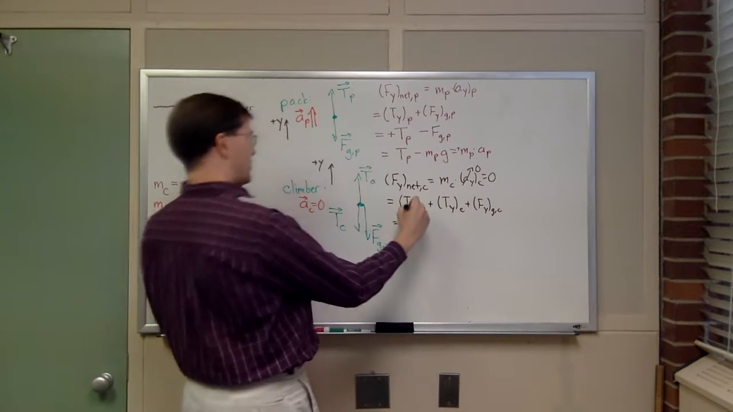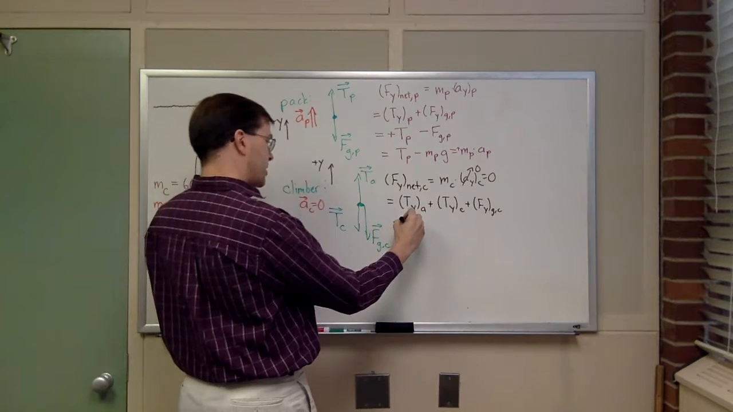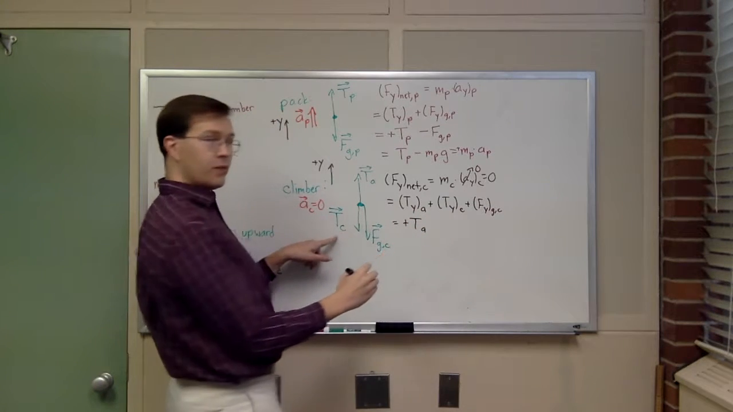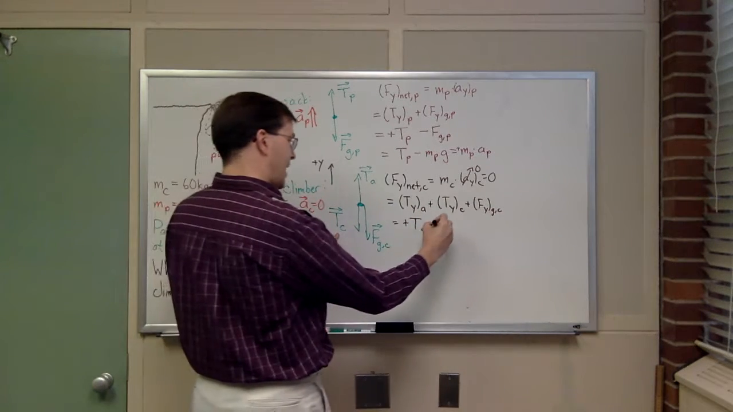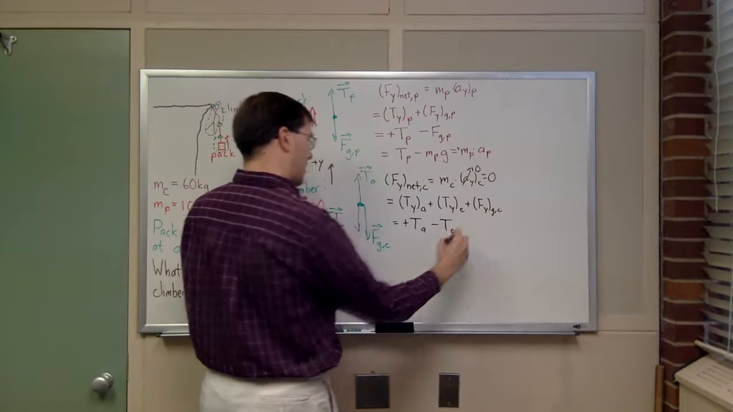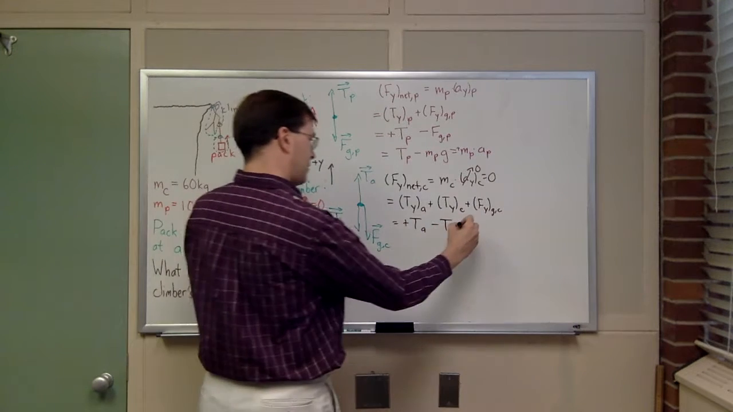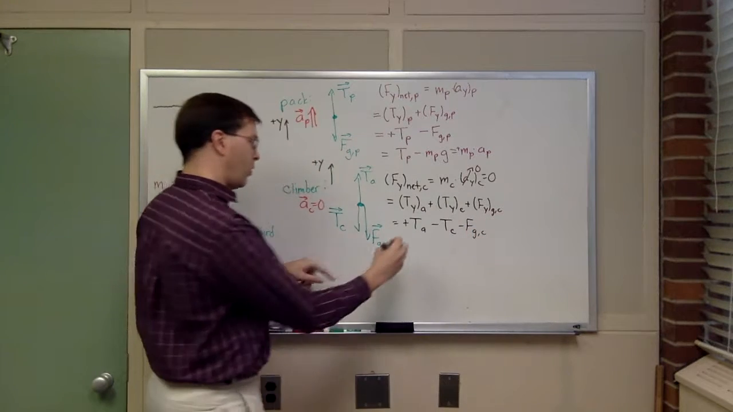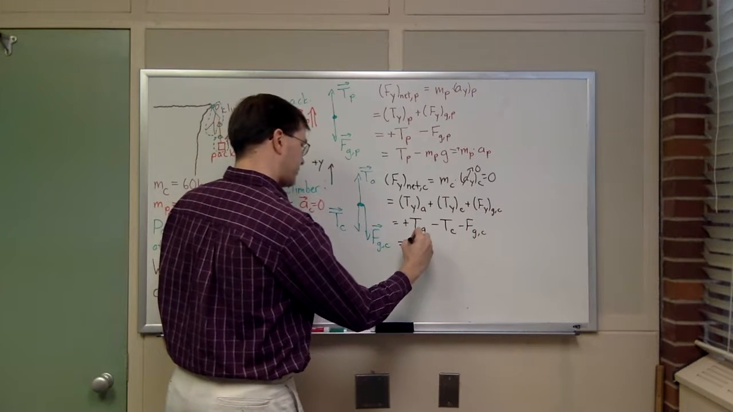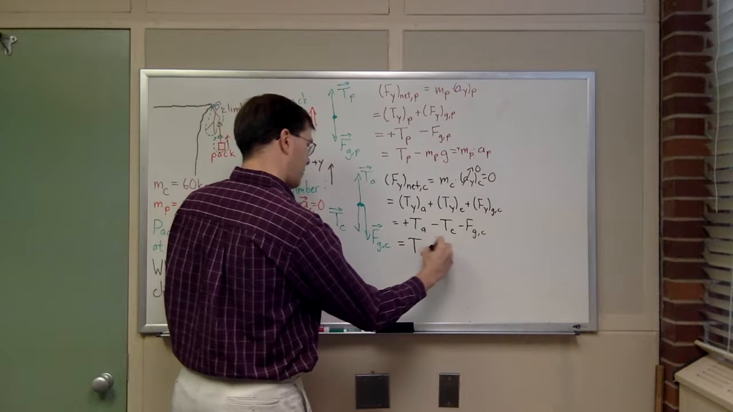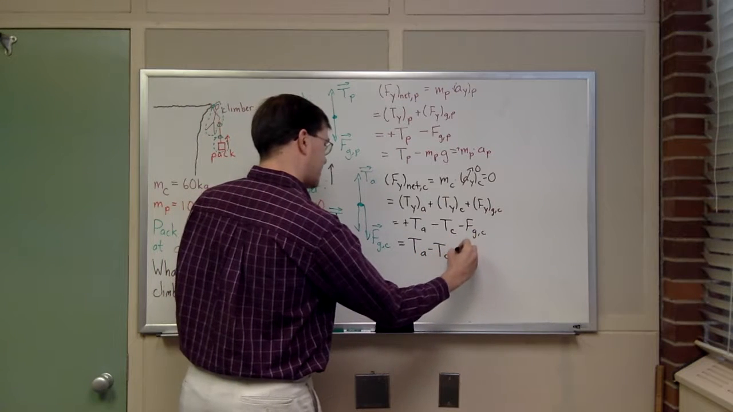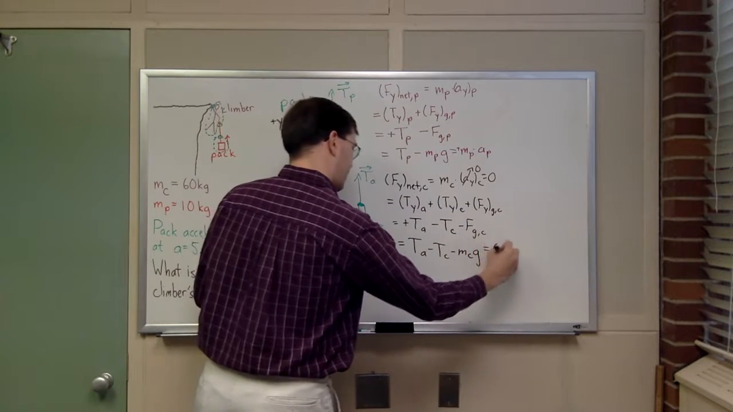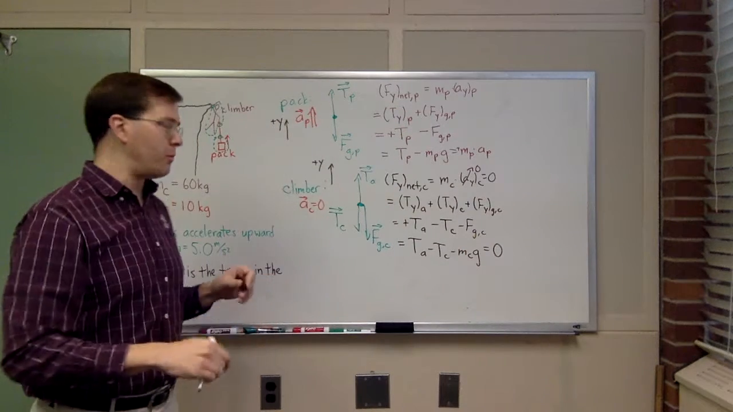Now in the next step: tension in the arm is up, so that's plus the magnitude of the arm tension. Tension on the climber from below is down, so that's minus the magnitude of that tension, and minus the force of gravity magnitude on the climber. To spell that out: tension of the arm minus tension here minus m climber g equals 0. Copying down that equals 0 from above.